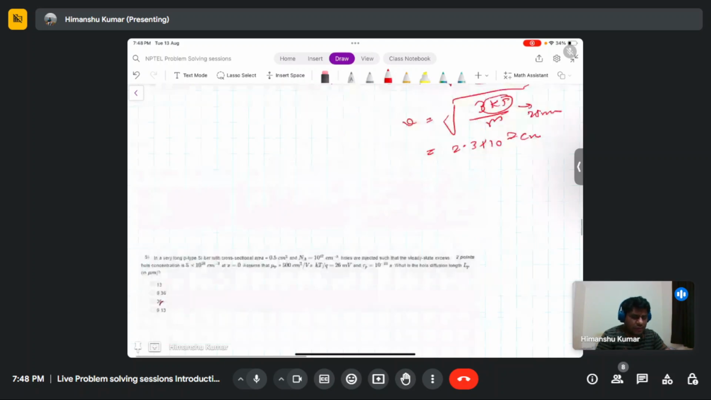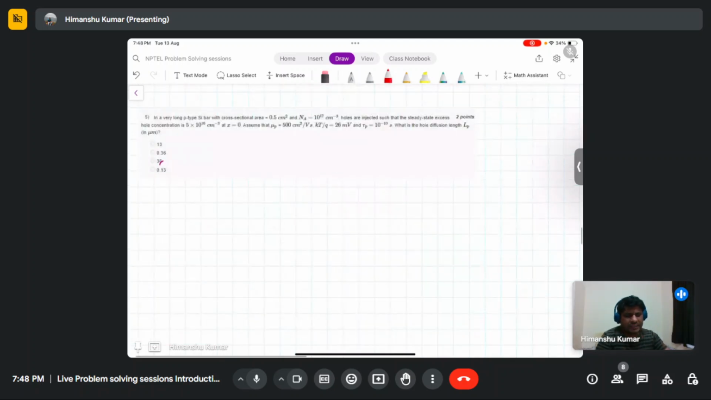Okay, so let's move to the next section. In a very long p-type silicon bar with a given cross-sectional area, Na is given as this. So an acceptor doping is there, so this is a p-type semiconductor.